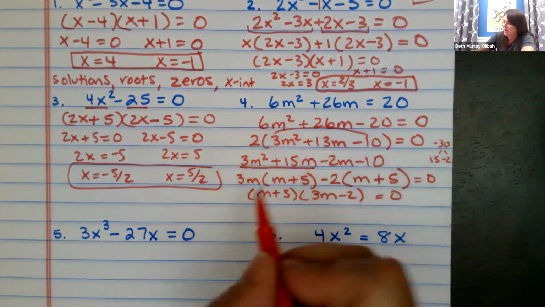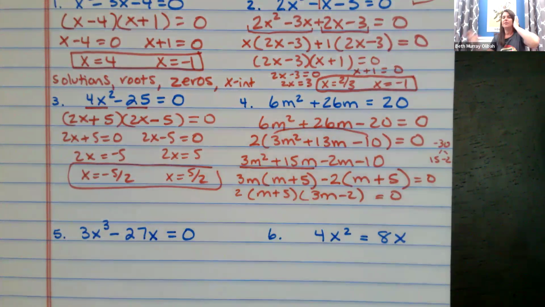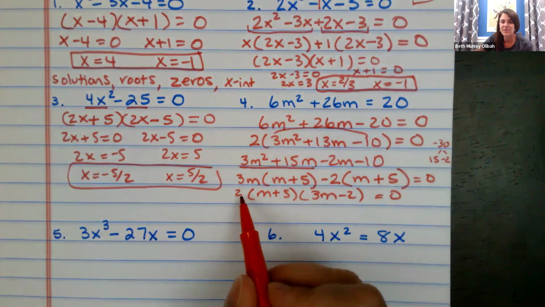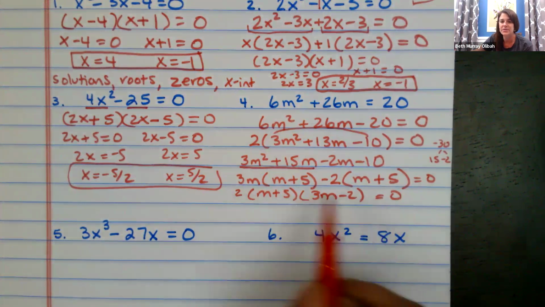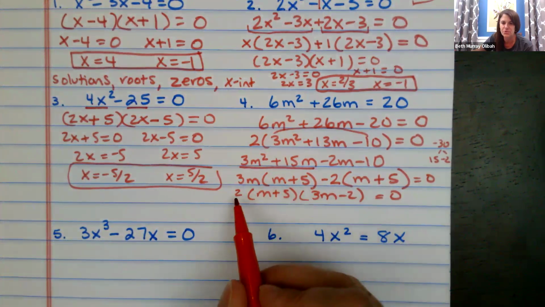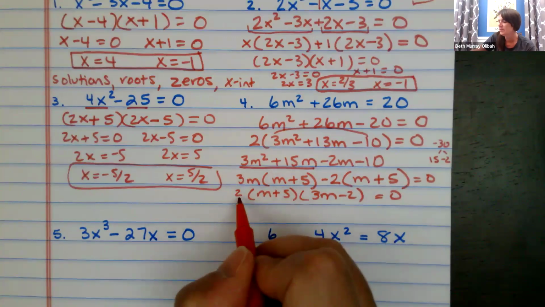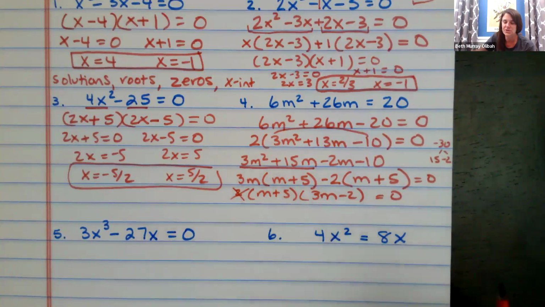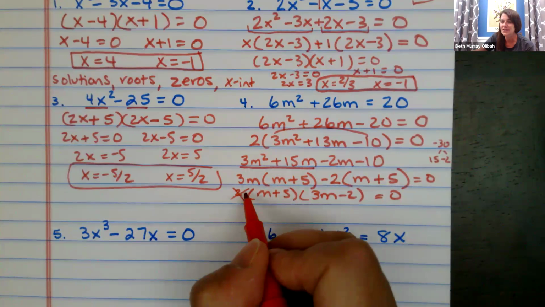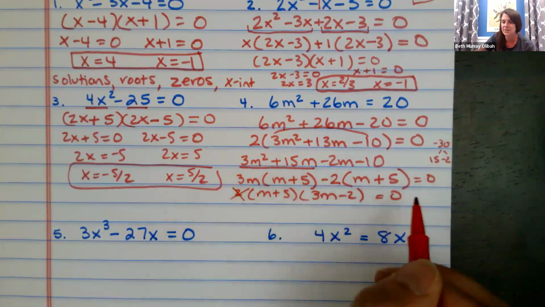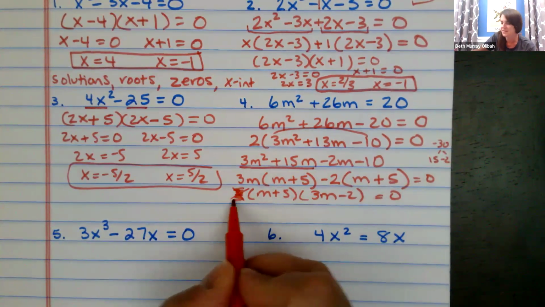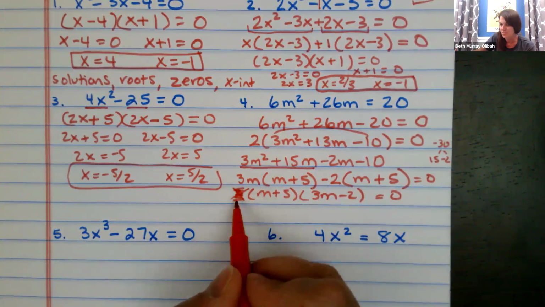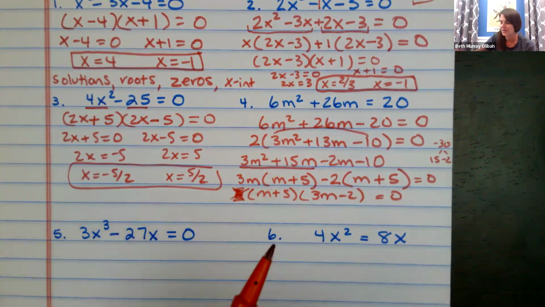Don't forget that 2 out front is really still there. But at the end, if there's just a number by itself out front, setting that equal to 0 is going to be pointless because 2 equaling 0 makes no sense. So if there's a number by itself, you can just ignore it. If there was an x with it, you would set x equal to 0. So let me make sure you see that's not an x. So I'm just ignoring the 2 because it was a number all by itself.